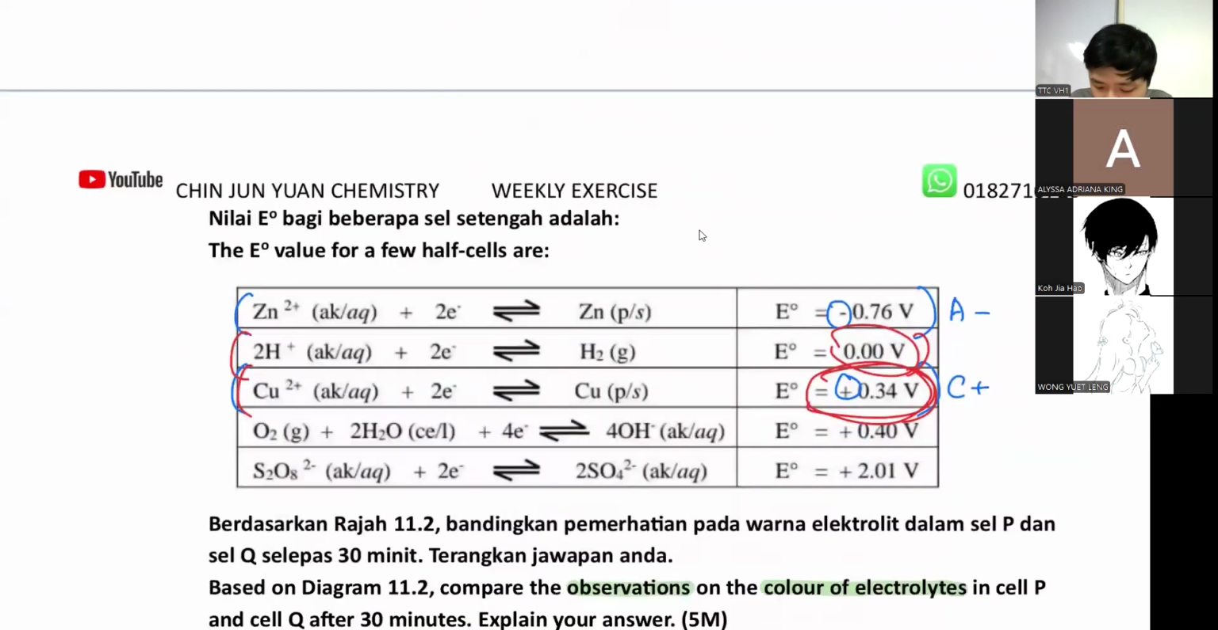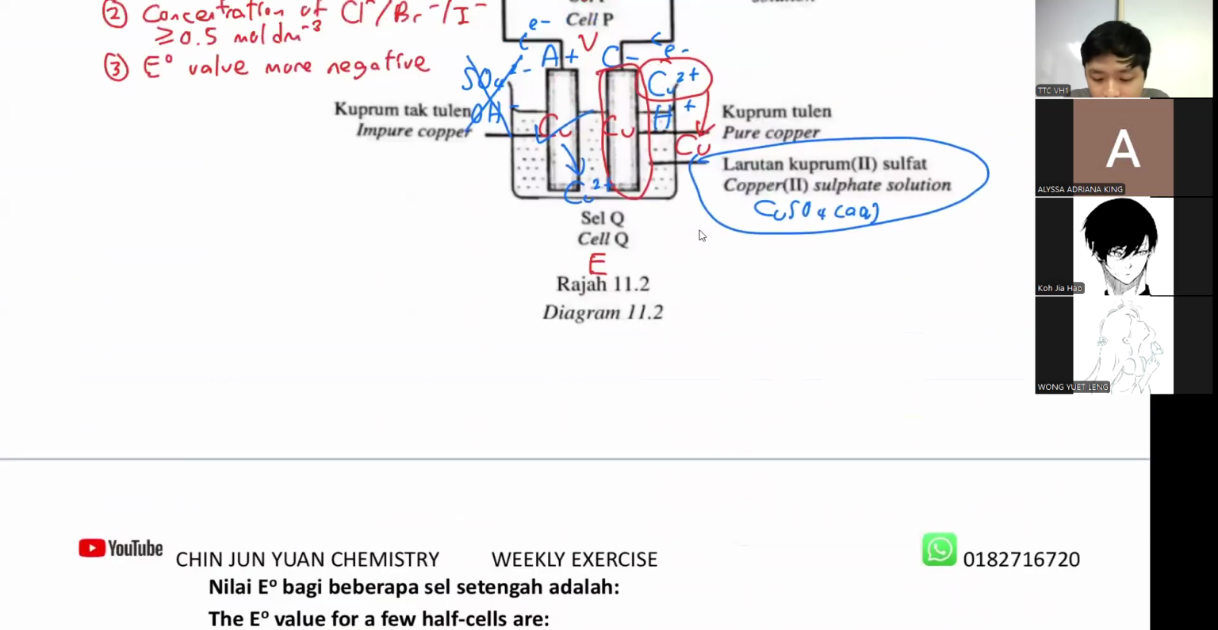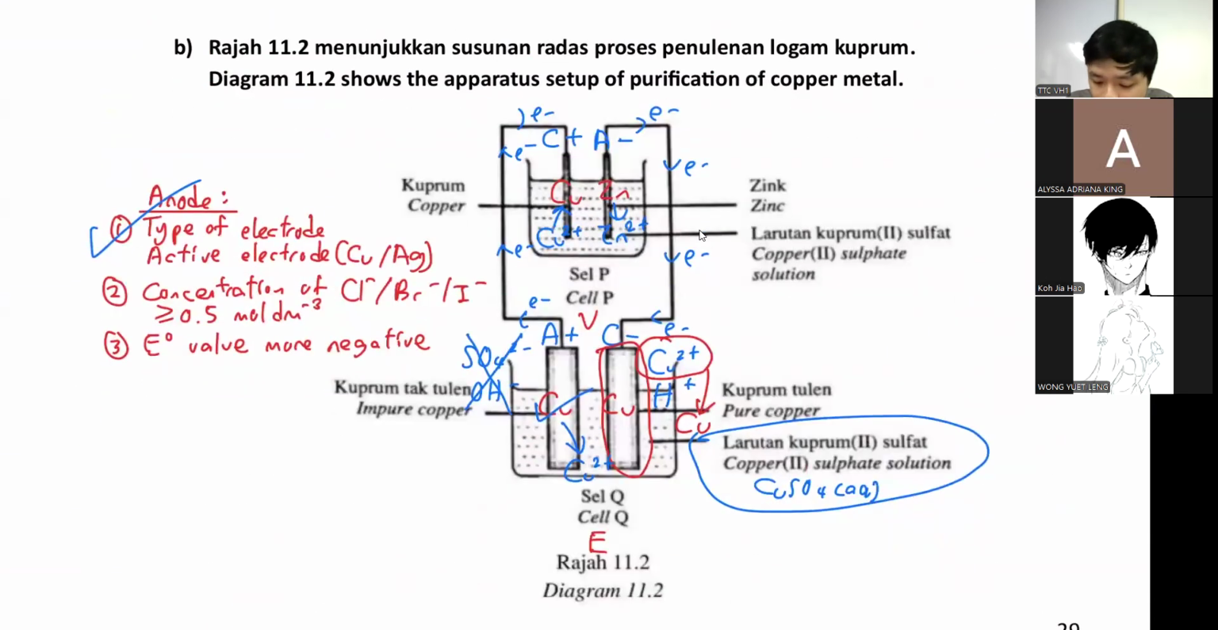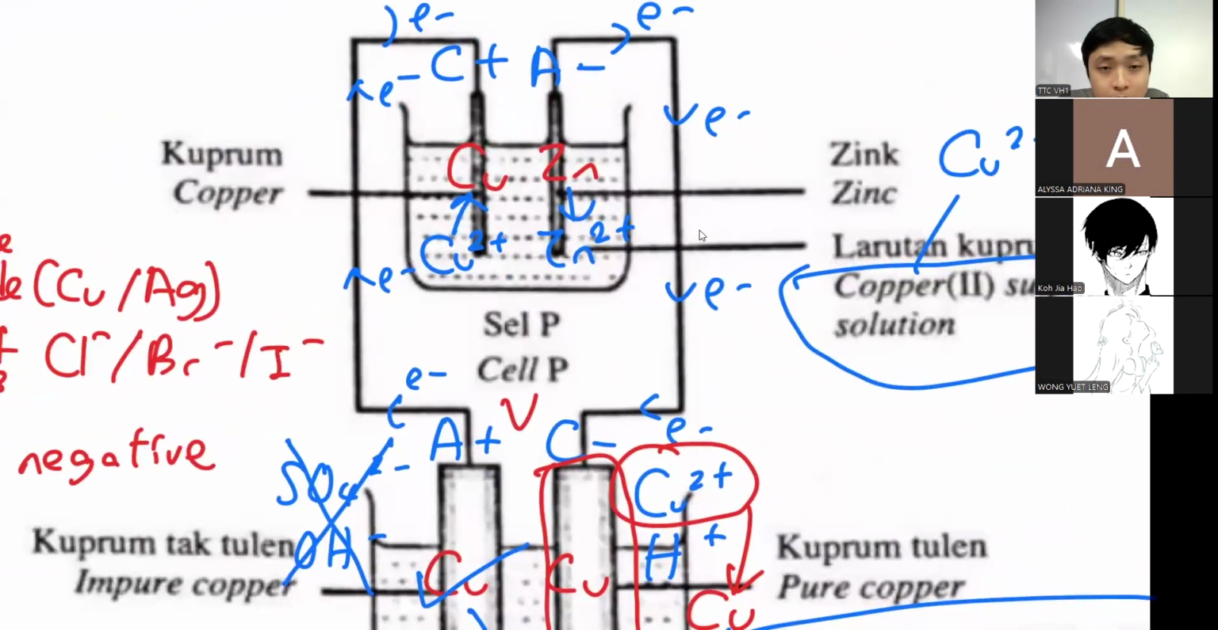Because they ask for the color of electrolytes in cell P and cell Q after 30 minutes. So both are using copper sulfate. Blue, right? If you see Cu2+, you know it's already blue in color. But they ask whether the blue color intensity decreases or increases. Now, for cell P, is it increase or decrease? The intensity of blue color.